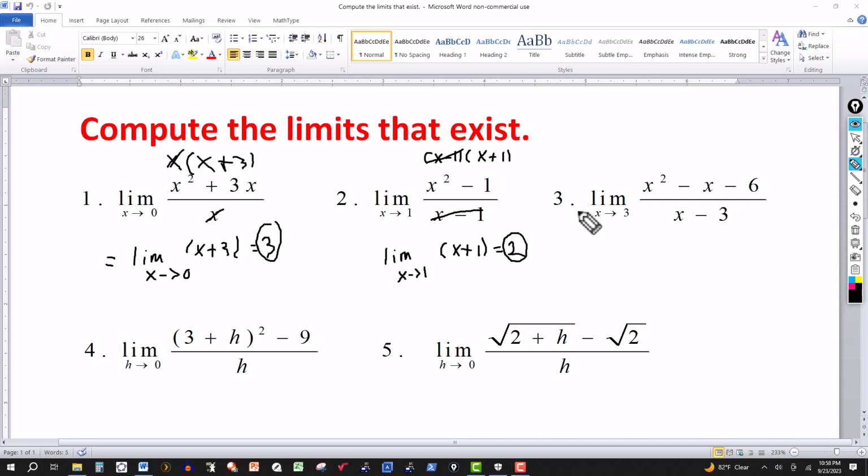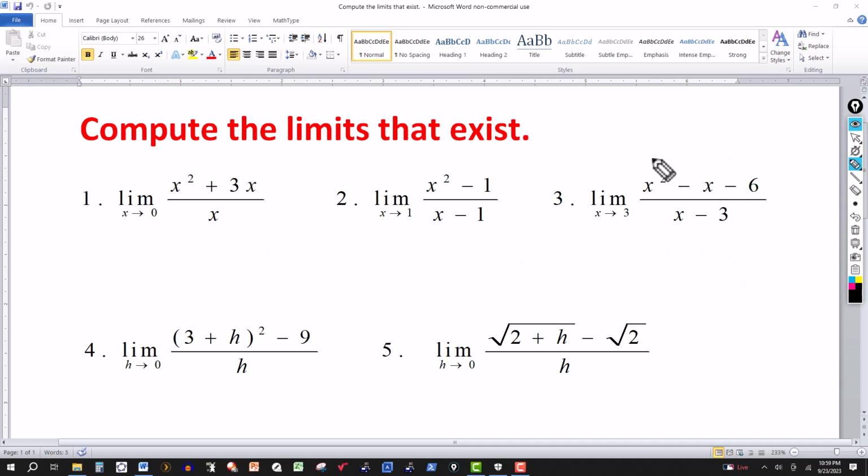In the same way, for the third one, we want to find the limit as x gets real close to 3. So let's just plug it in. 3 squared is 9, and then minus 3 for that x, and then minus 6. That's 0 on top, and then 3 minus 3 in the denominator, that's 0. Again, we get an indeterminate form. That means we're not able to come up with a solution there. But let's try to factor this out.